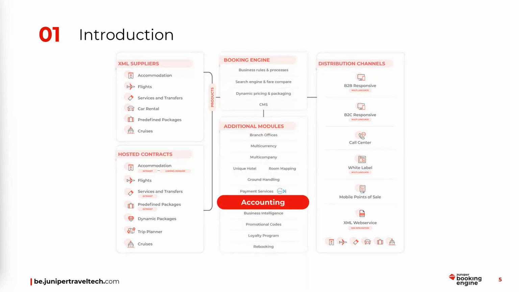In the case of the Juniper accounting, we can see from its location in the diagram that it is an additional module to those included in the booking engine.